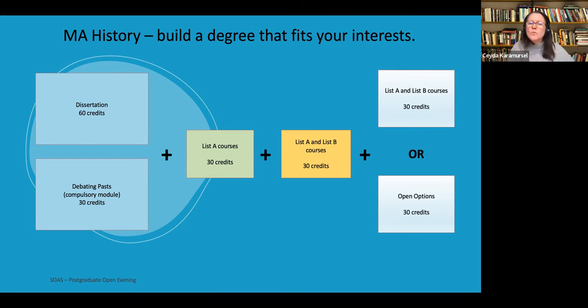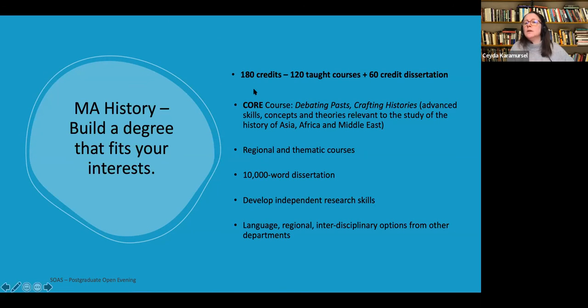a one-year program that consists of 180 credits, and 120 of these 180 credits are taught courses, and 60 credits would be your dissertation that you write at the end of the year. We have a compulsory module, Debating Pasts, that I actually mentioned a few minutes ago, which is the methodology seminar. It serves as a year-long seminar, meets two to three hours per week, and in many ways serves as the main hub for the MA History cohort.